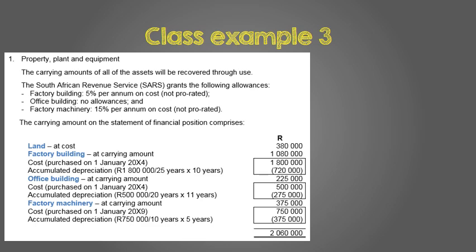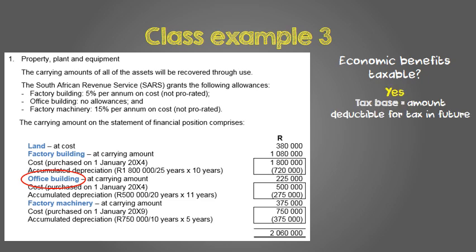The next asset is the office building. So again, the tax base of an asset, we first have to ask ourselves whether the economic benefits will be taxable. So obviously we are going to use this office building in our business. We won't be able to have a business if we don't have an office building. Therefore, the economic benefits that we get from this building will be taxable. And the tax base will be the amount that will be deductible for tax in future.